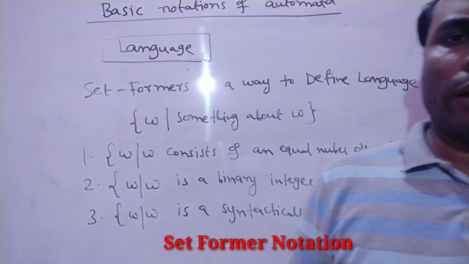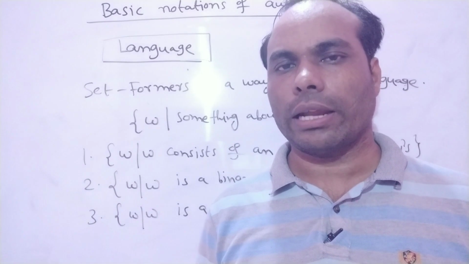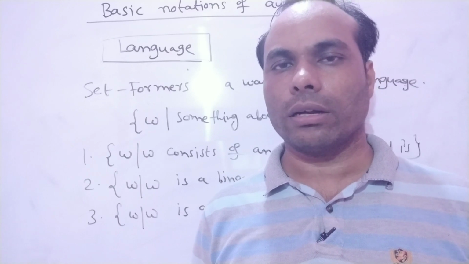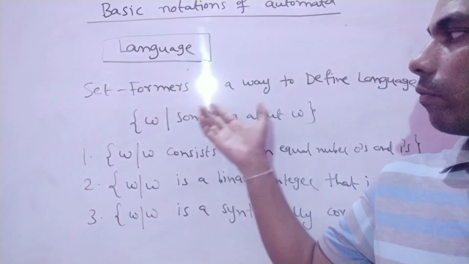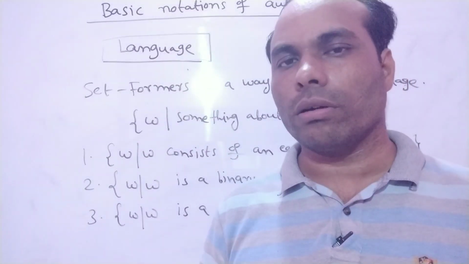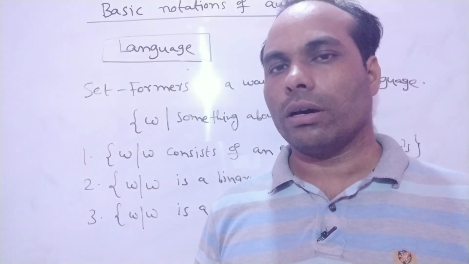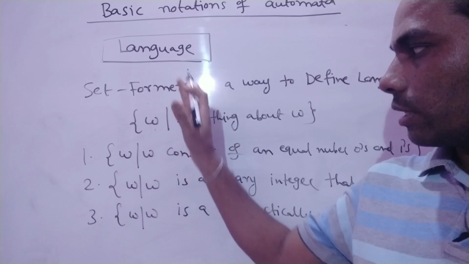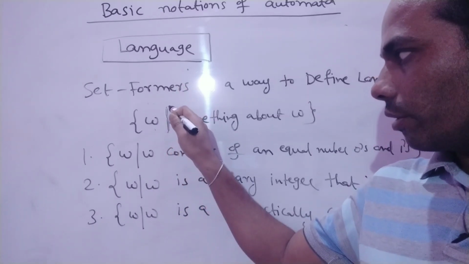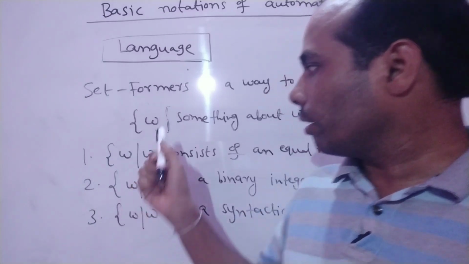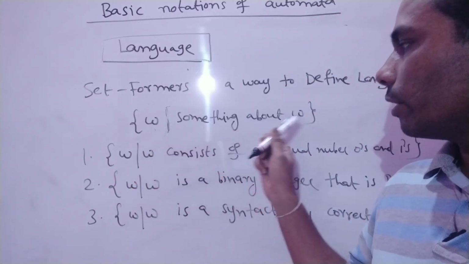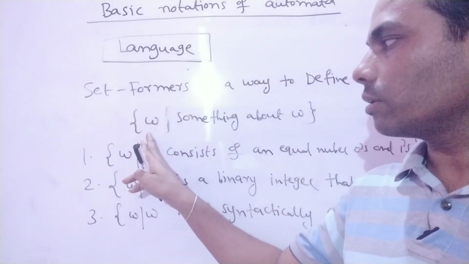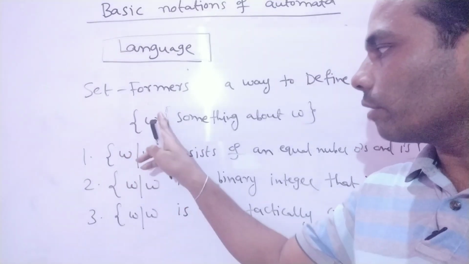Just now we saw the language definition as well as different examples of languages. But there is one more way you can represent a language in the theory of automata, which is called set former notation. In set former notation, you always represent the language in curly braces. So here you are representing w such that, with a vertical bar, it is nothing but w such that something about w. You have to write what exactly this w is, the word or set of strings, and what information this word gives.